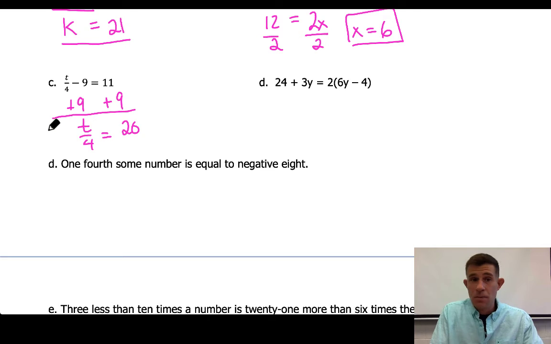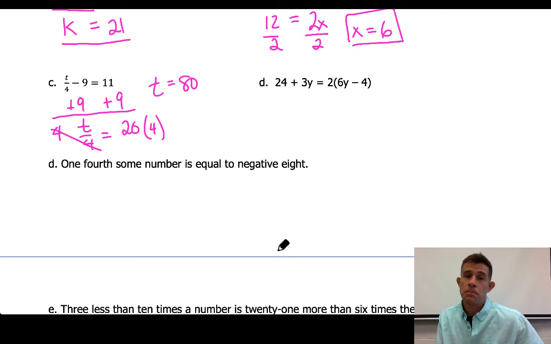Now I'm going to multiply both sides because this is saying t is being divided by 4. I want to take the inverse operation of that, which is multiplication. I'm going to multiply both sides by 4, and that's going to give me just t by itself, and that's going to result in 80. So t is equal to 80.